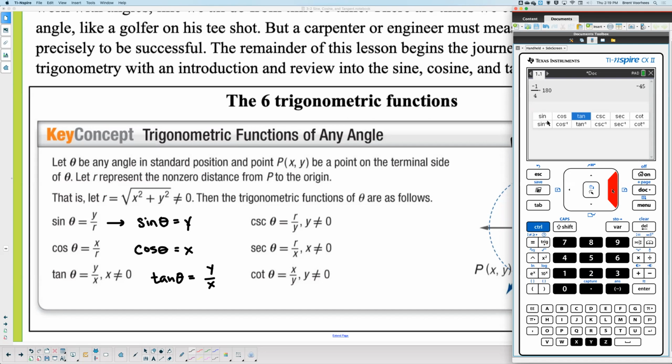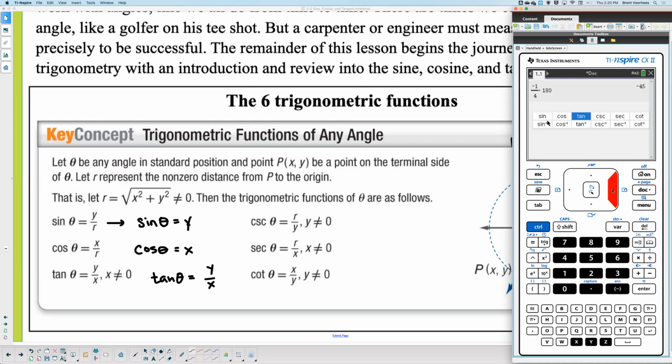It's the y over the x. Sine is y, cos is x, tangent is y over x. That's the order: y first, x second. Sine, cosine, tangent. If you get messed up in your brain, just press the trig button and you'll see them in order right there in your calculator.